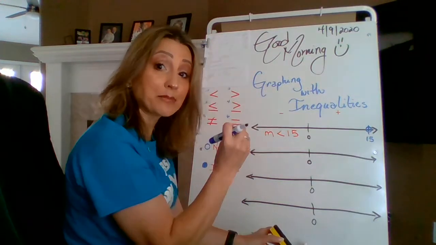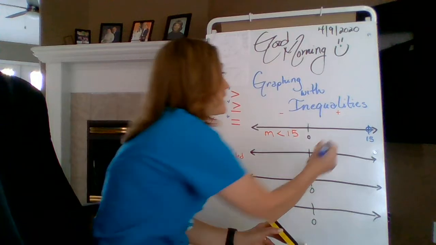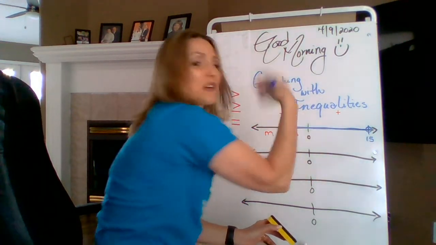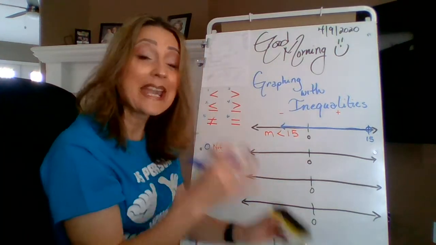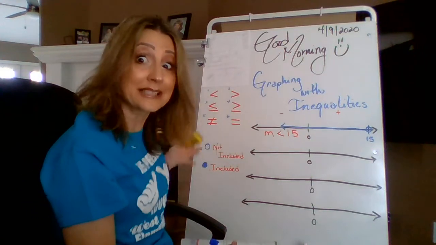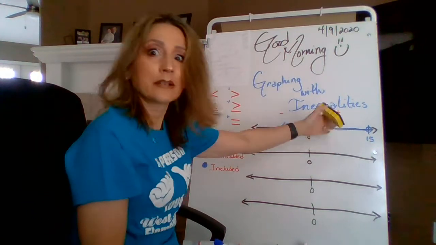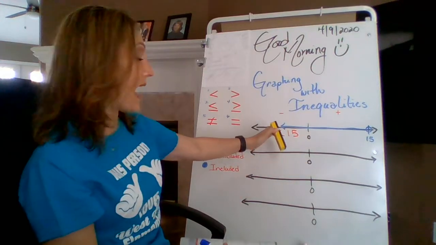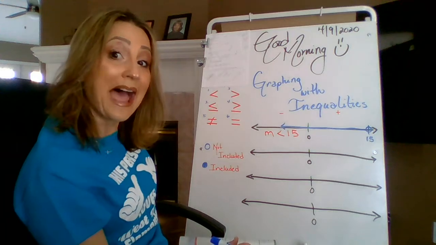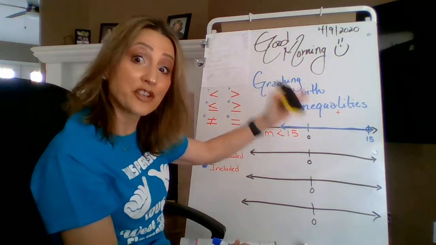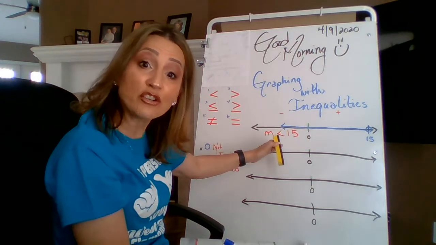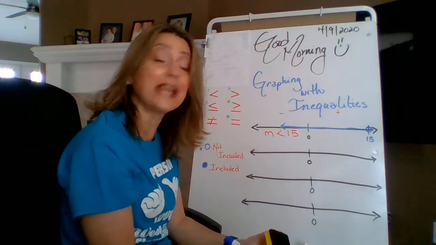Once I put that empty plotting point on my number line, I then just draw an arrow, however far. You can keep going on forever, because any number to the left-hand side of 15 is less than 15. So here, 6 is less than 15. A negative 3 is less than 15. So anything to the left of my number 15 on the number line would satisfy my solutions for m is less than 15.